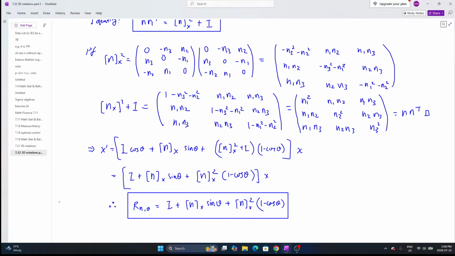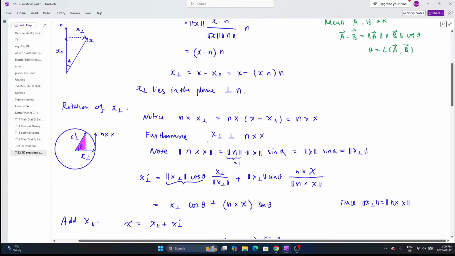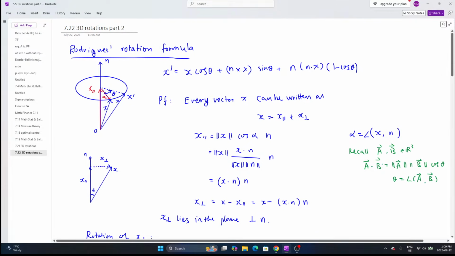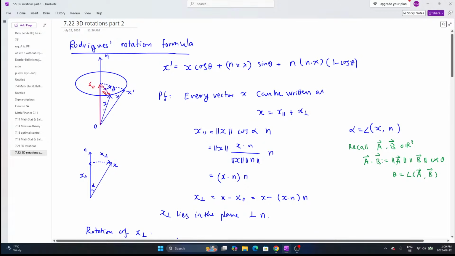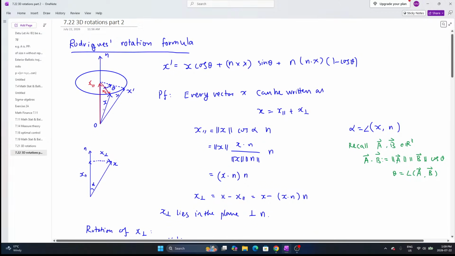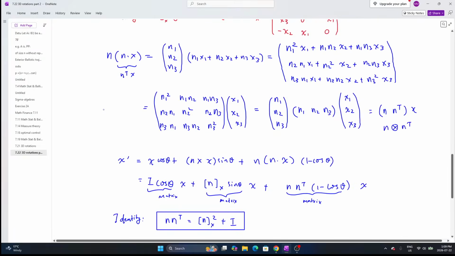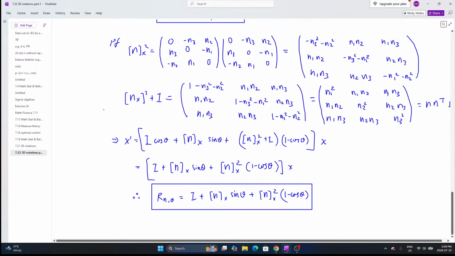Okay, anyway, so now we're done with the rotation matrix formula. So overall, now we've solved a big problem. When you're given a rotation axis and an angle, you can calculate rotation. So there you go. But now we wish to describe this in a more compact way.